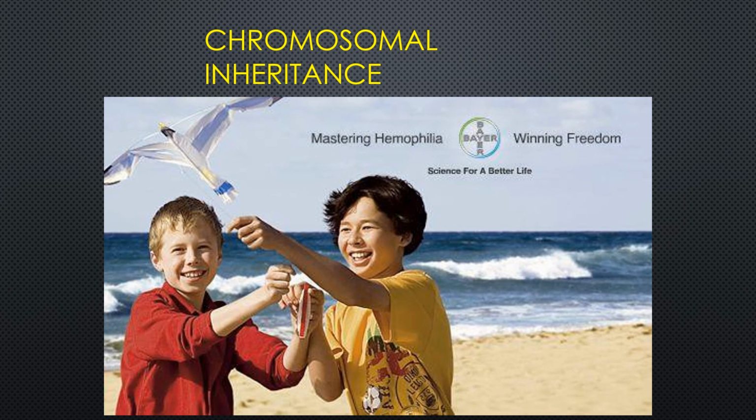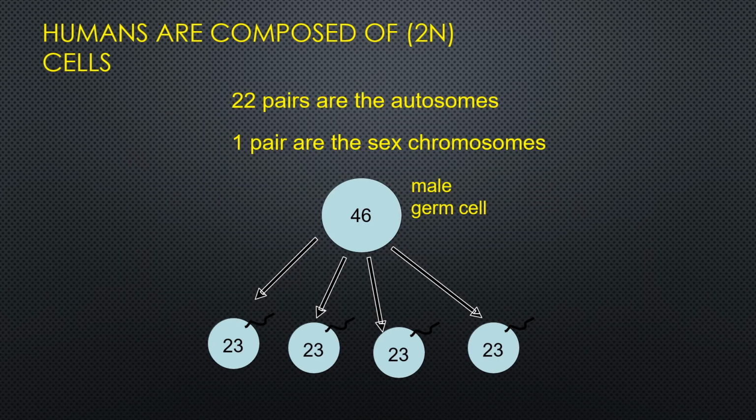Okay, so chromosomal inheritance. What we've been talking about so far has all been a part of our autosomal chromosomes. And most of our chromosomes are autosomal, right? 22 pairs of them. But there's one pair that are sex chromosomes. And so through meiosis, we wind up with half the DNA. So here we go with our 23 and our 23 and our 23, and these are all our sperm cells right here.